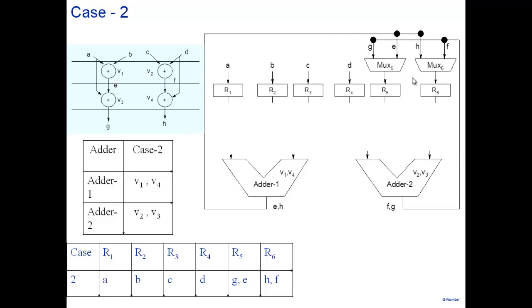Multiplexer. So I put mux here. Mux is here, shared. Where are G and H coming from? So I look at from here. Where are E and H coming from? I look at here. Okay.